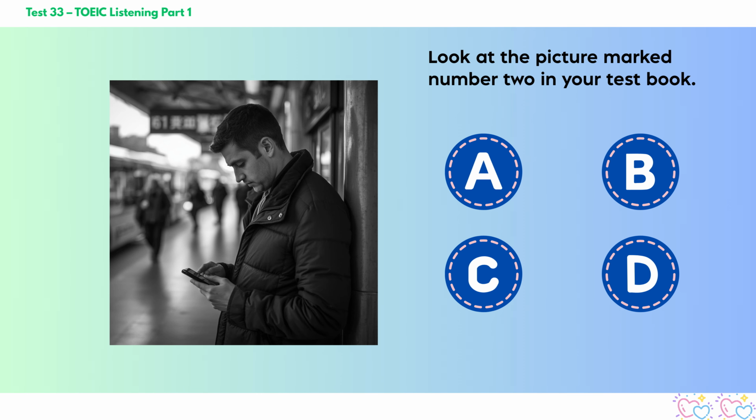Look at the picture marked number 2 in your textbook. A. The man is buying a ticket. B. The man is checking his phone while waiting. C. A bus is arriving. D. Passengers are boarding the bus.